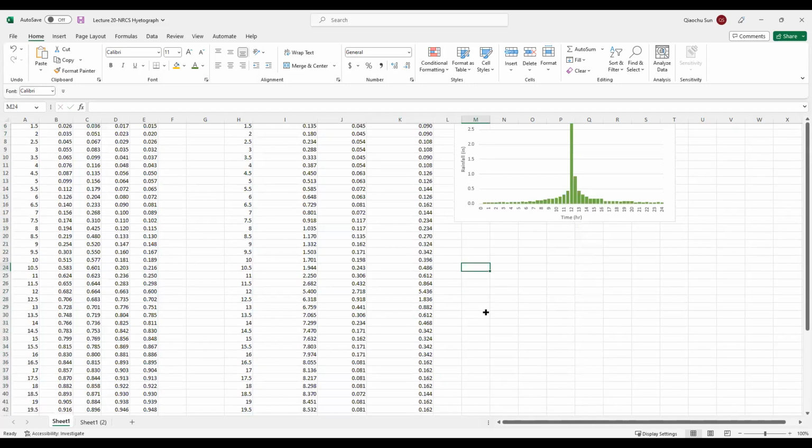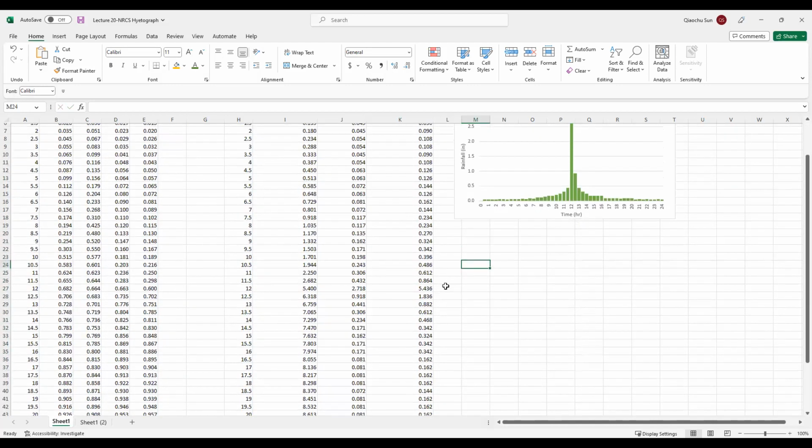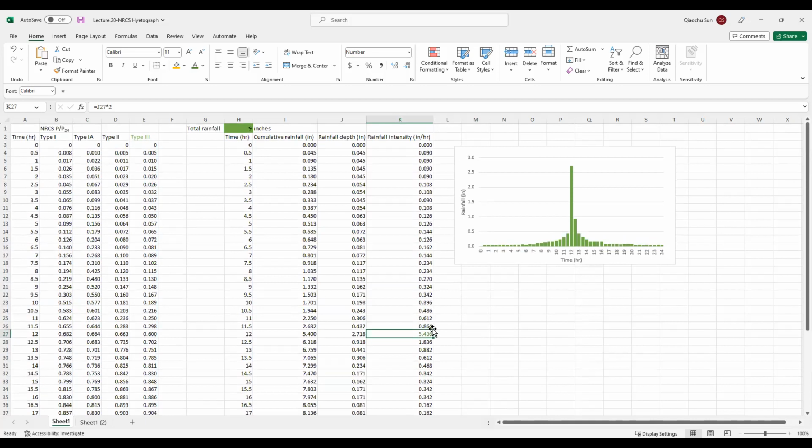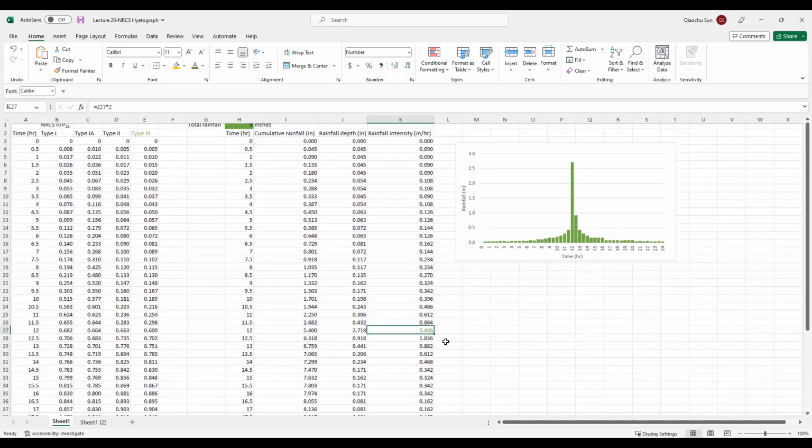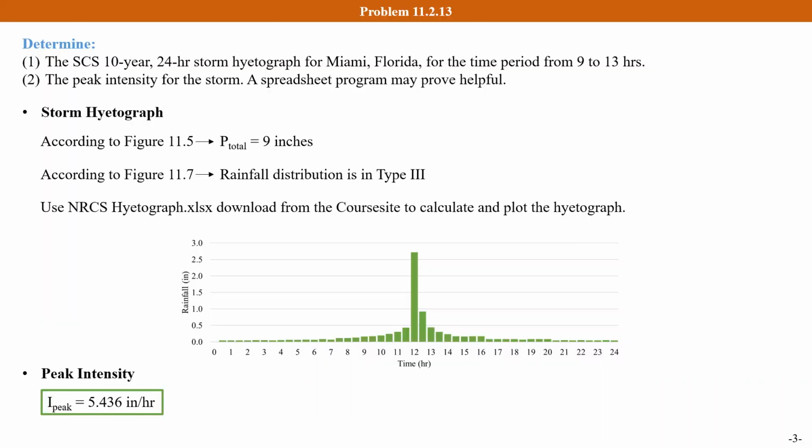From this column, we can find that the maximum value equals 5.436 inch per hour. So we can get the maximum rainfall intensity. It equals 5.436 inch per hour. So here is the result for the third problem.